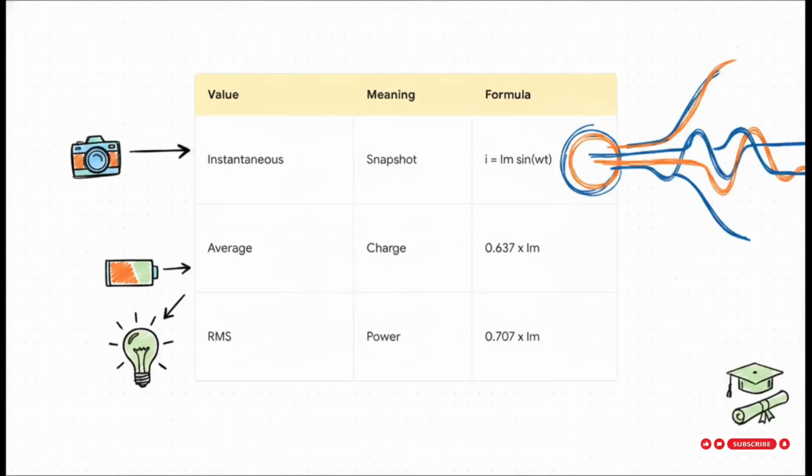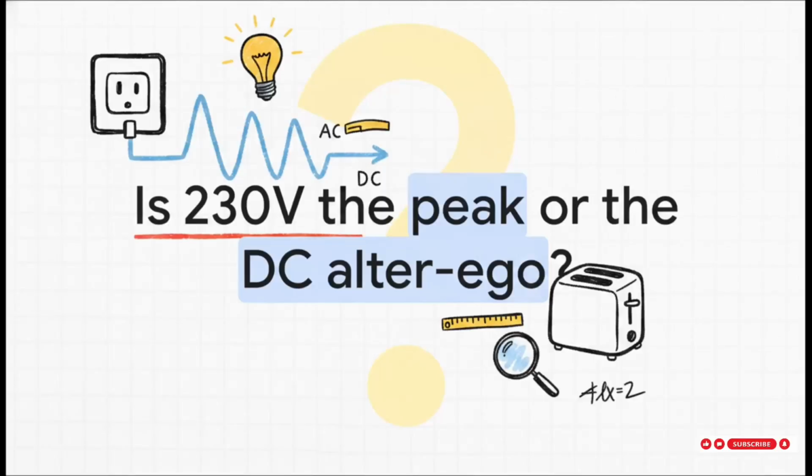Okay, let's bring the whole shebang together. Consider this your ultimate exam cheat sheet. Seriously, screenshot this one. Notice how every single one of these useful metrics, the instantaneous snapshot, the average charge equivalent, and the RMS heat equivalent, is just a basic multiplication of the maximum value, I_m. Once you know the absolute peak of your wave, you can basically decode everything else about it using just these simple constants.